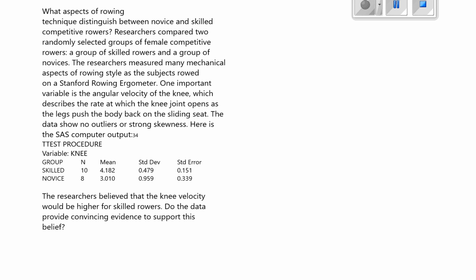So they decided to measure what's known as the angular velocity of the knee, and you might not know what that is, but it's okay because later in the problem they say to us the researchers believe that the knee velocity would be higher for skilled rowers. So that's how you'll be able to start to build your hypotheses, even if you don't know exactly what knee velocity is. All right, so let's start by doing that.